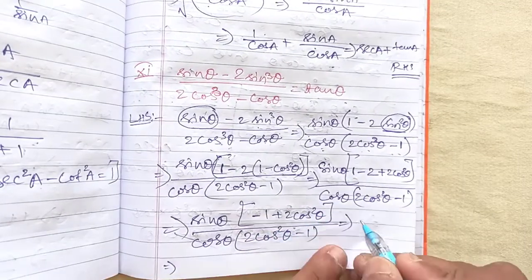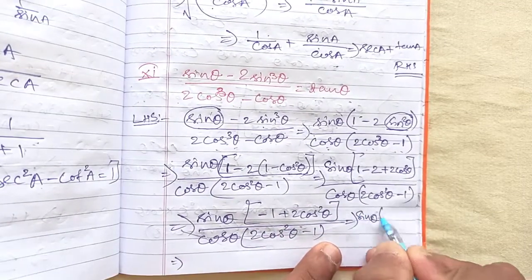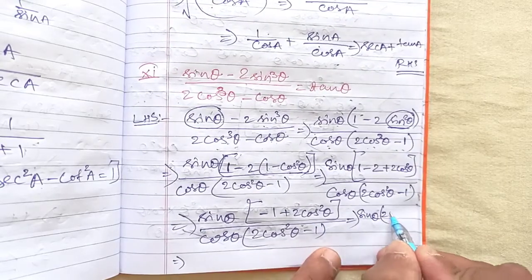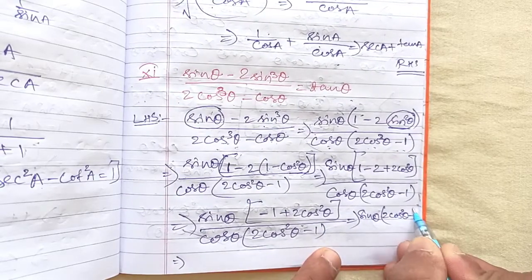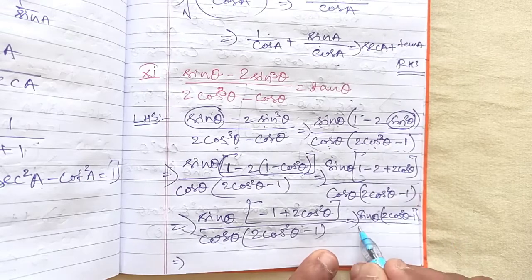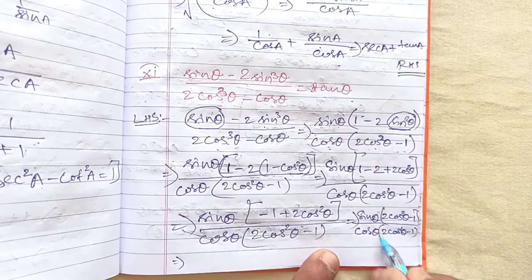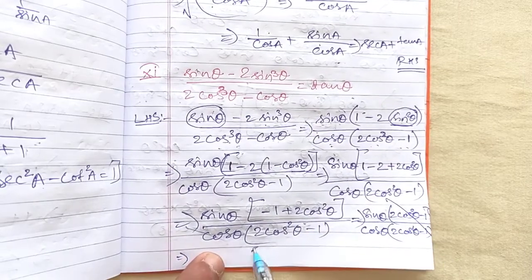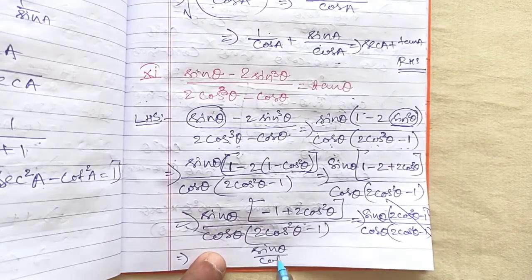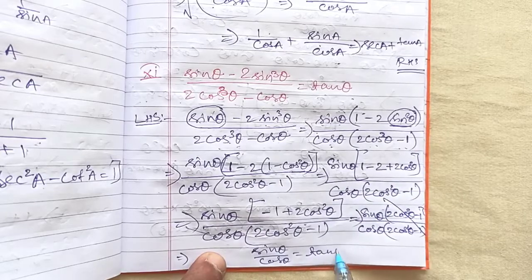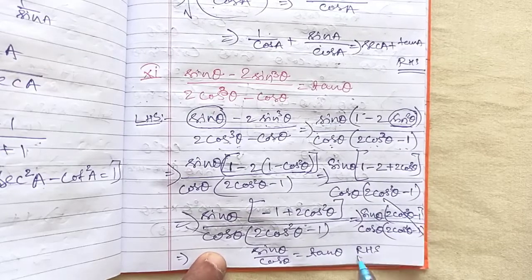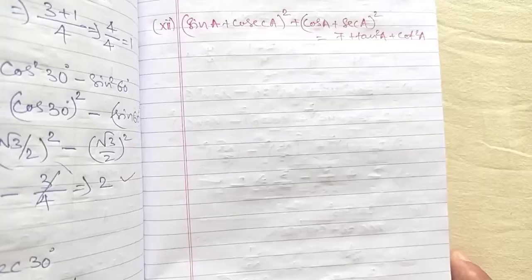By arranging this term we will get sin theta, this one I will write first, 2 cos square theta minus 1 whole divided by cos theta, 2 cos square theta minus 1. Okay, these two terms are same, so what we got, sin theta by cos theta equals tan theta. This is our RHS. Okay, next question number 12.